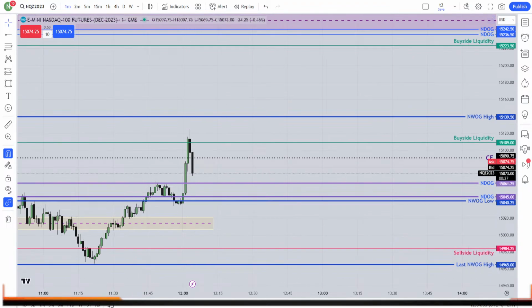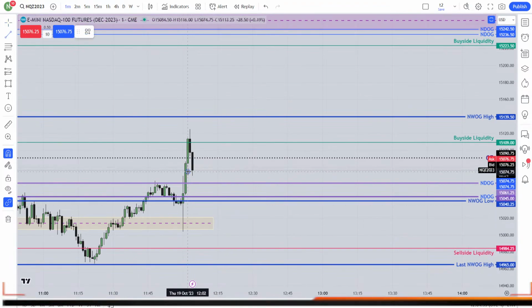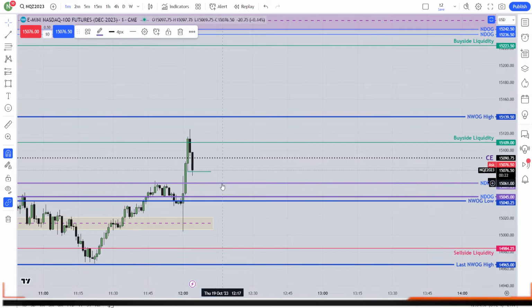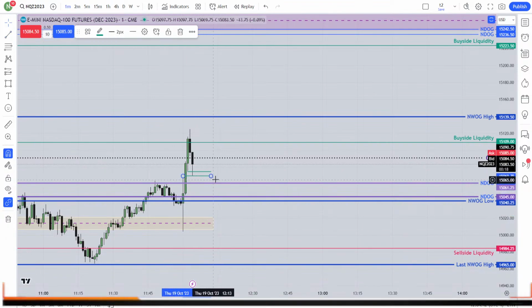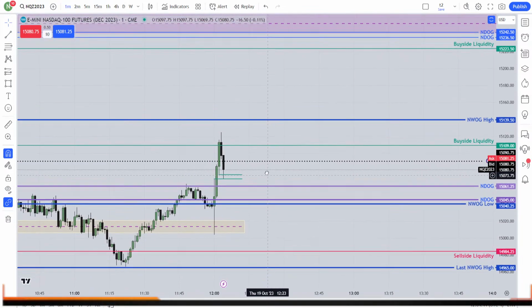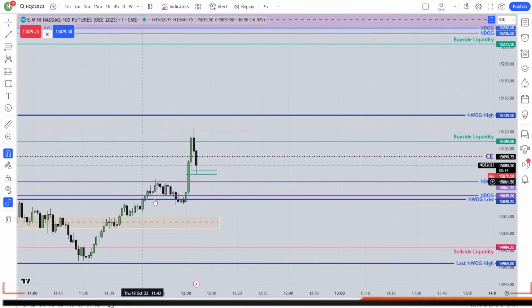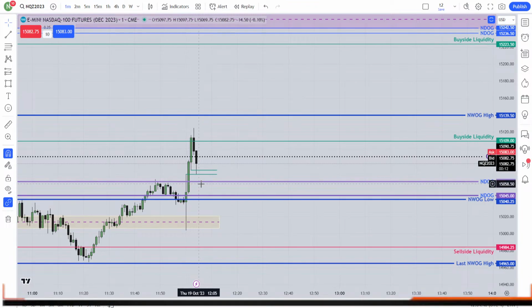It should go from there. I mean, it shouldn't break this low, this fair value gap. It should respect this fair value gap. It should respect. If it is not news time, I would take my entry over there.